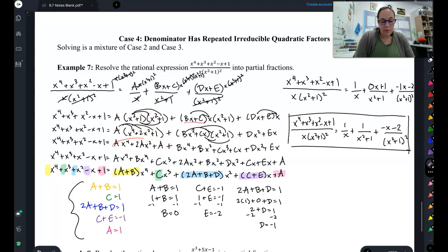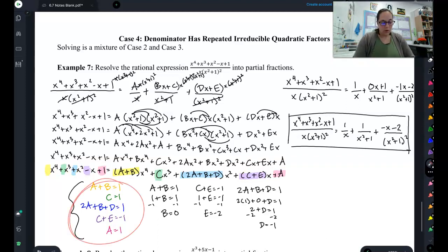Now here I have 3 things being multiplied. I can only distribute 2 things first, so I distributed the x to there first to get that. Then I FOILed these together to get that section. And last I times those by x, distribute the x to get that part. Then I organized and simplified. So I've got a plus b goes to that 1, c goes to that 1, 2a plus b plus d goes to that 1, c plus e goes to the negative 1, and a goes to the 1.